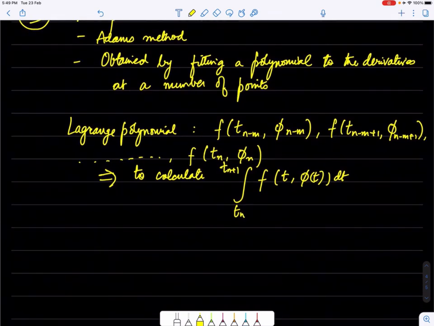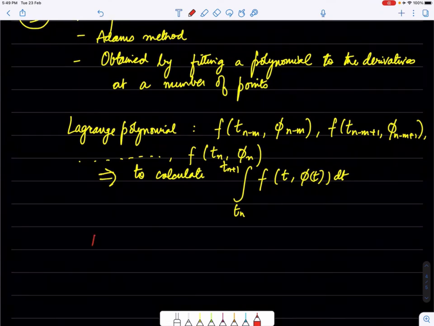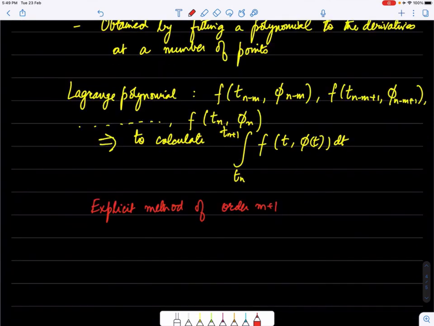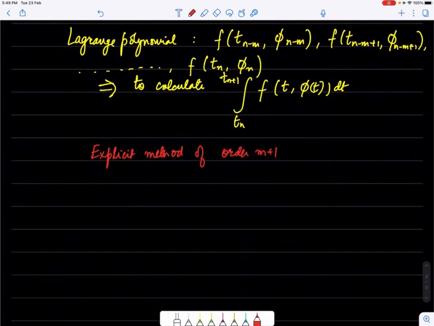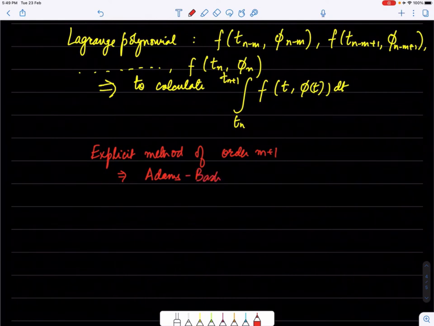Then what we would obtain using this approach would be an explicit method of order m plus 1. So we have taken m points behind tn, phi n. By taking those m points, I am going to create a method of order m plus 1, and that's going to be an explicit method. This way of setting up the method is what is called the Adams-Bashforth method, and it's a very popular method in computational fluid dynamics.